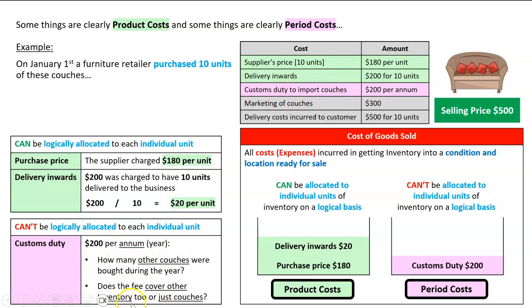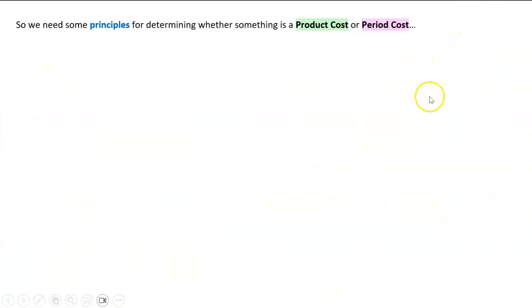And does the fee cover other inventory too, or just couches? Like, does it cover fans or toasters, things like that? We don't know. So because there's no logical basis to allocate that, we called that a period cost. We could not allocate it to individual units on a logical basis. So what we need is some principles to help us understand.